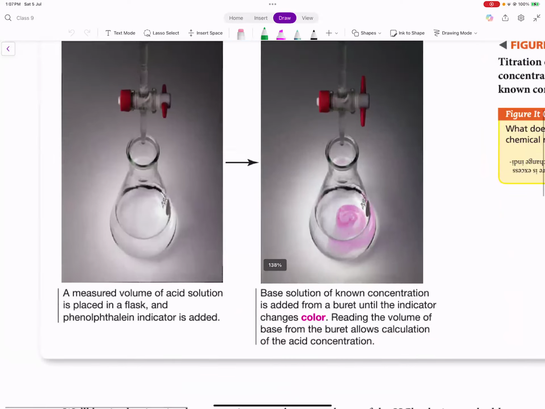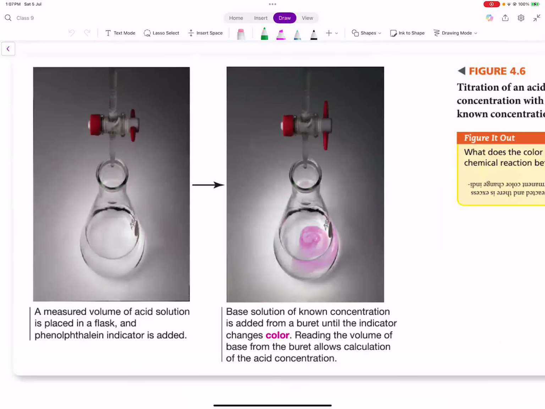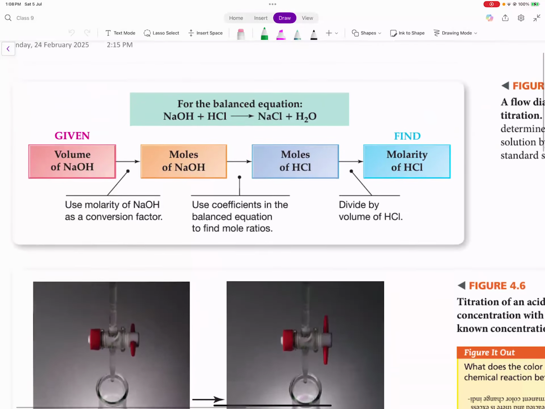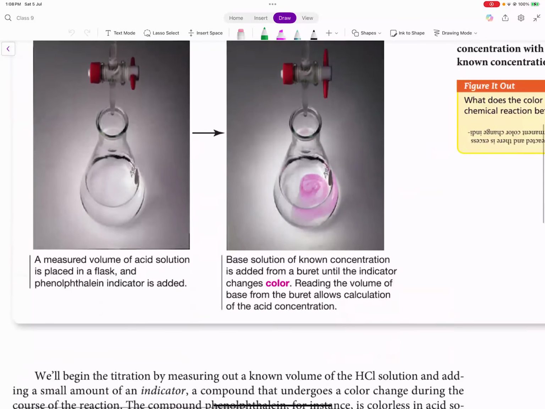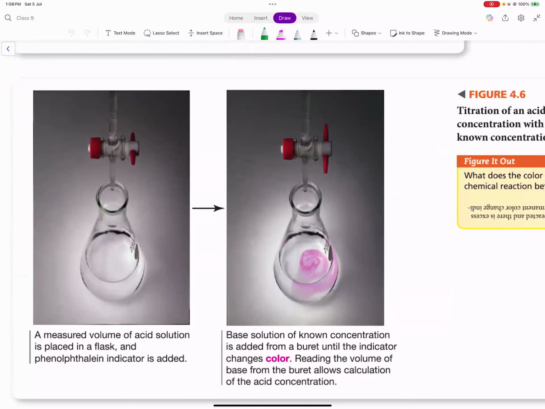And how do we know that the neutralization has taken place? We add a small amount of indicator. As soon as the reaction is complete, that the equivalents or moles, whatever the ratio given by the stoichiometric equation, are equal, then immediately it changes the color. That is how it happens.